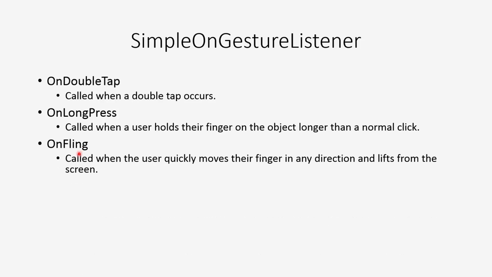The next one is a pretty cool one. This one's onFling. This one is called when the user quickly moves their finger in any direction and lifts from the screen quickly. If we were to pretend this laser is someone's finger, and we were to do this and fling it, and as soon as you hit the top you let go quickly, then that will call the onFling method. It works in any direction. It's just when you let go of the object that the gesture is tied to quickly, it will get called. So that's the key for onFling.